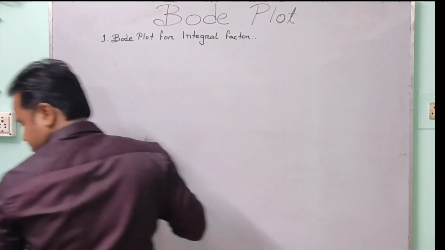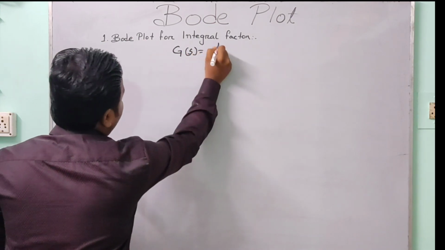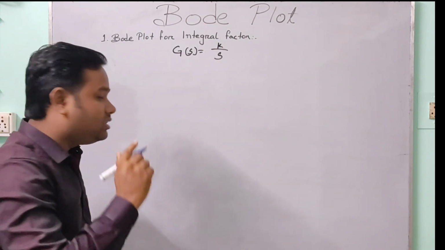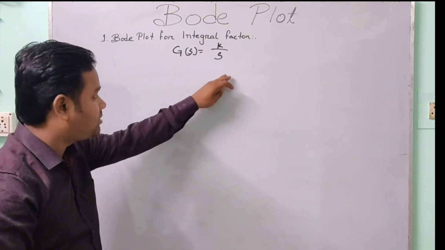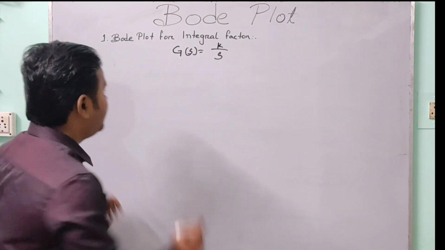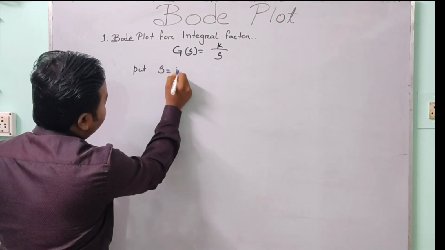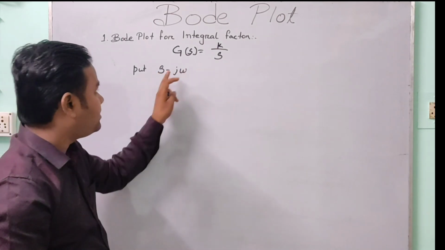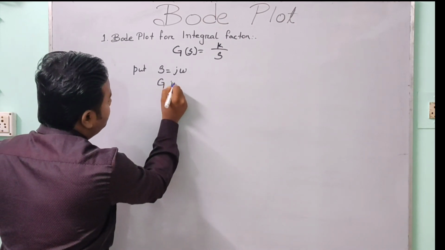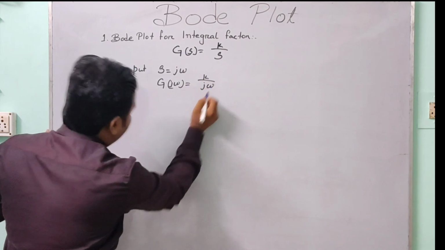The question is, G of s is equal to k by s. This is the transfer function. The first step was to find the transfer function, and the next step was to find G of j omega. Now put s is equal to j omega. In place of s we have to put j omega. So G of j omega will be k divided by j omega.